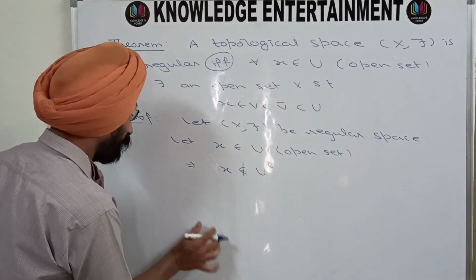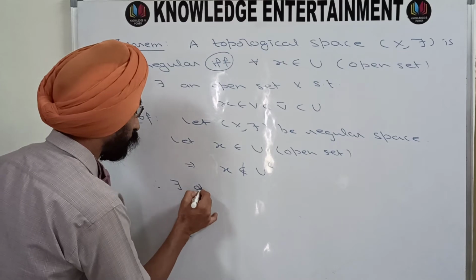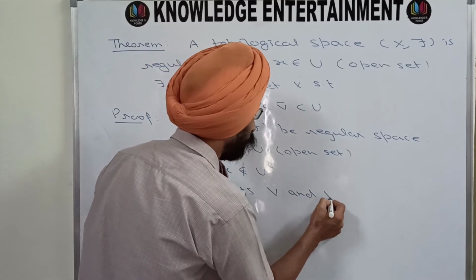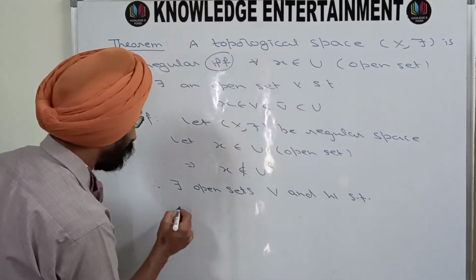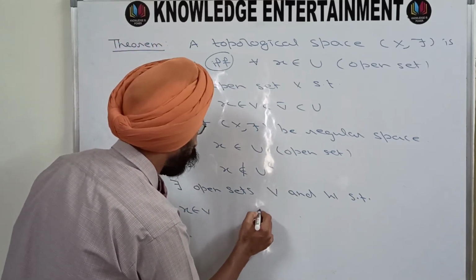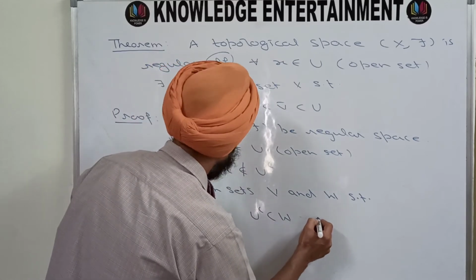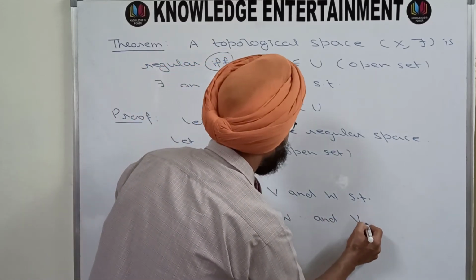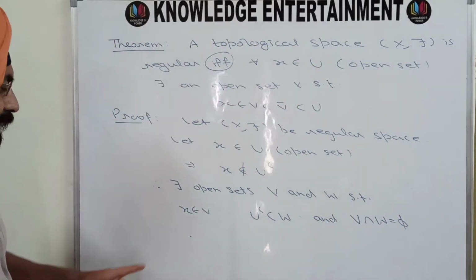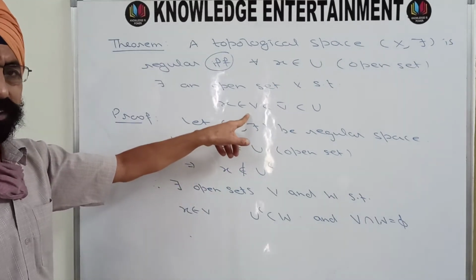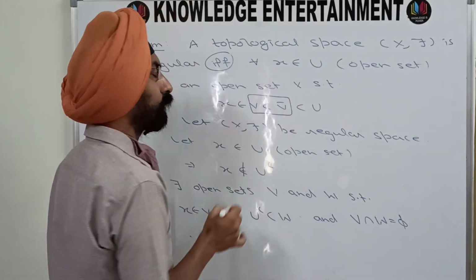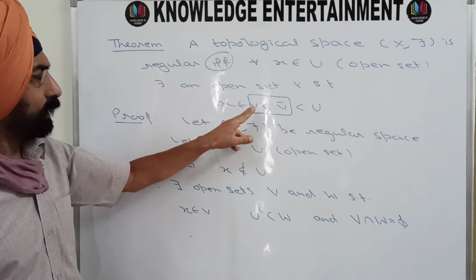So therefore, there exist open sets V and W such that X belongs to V. On the other side, U complement is covered by W, and V intersection with W is phi. X belonging to V, we need it. V is a subset of V bar. It is always true, without any doubt. X belongs to V, V is a subset of V bar.